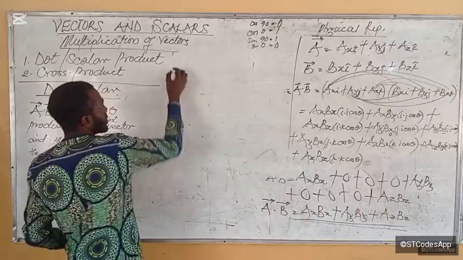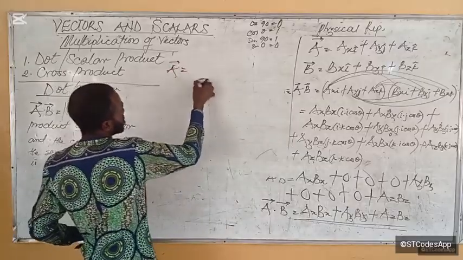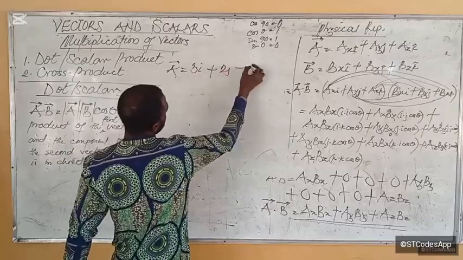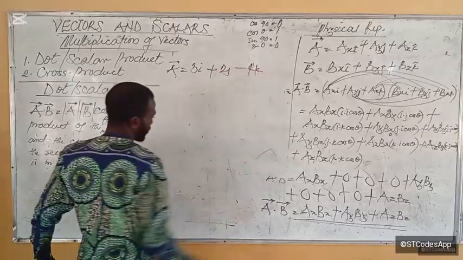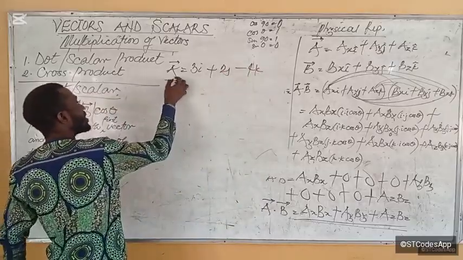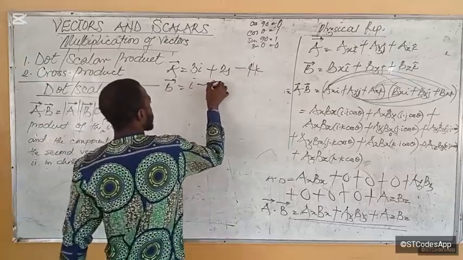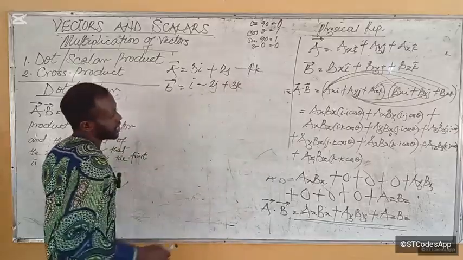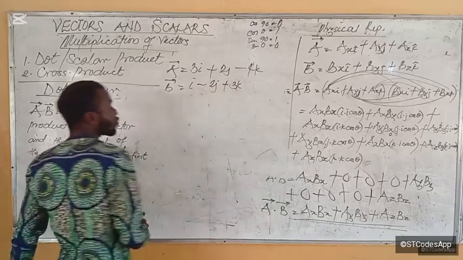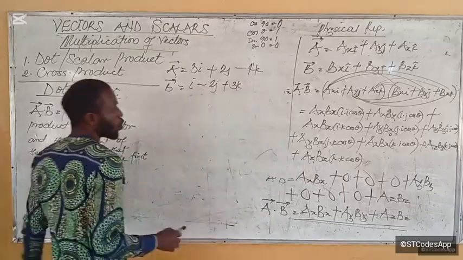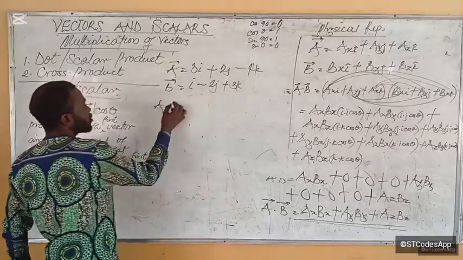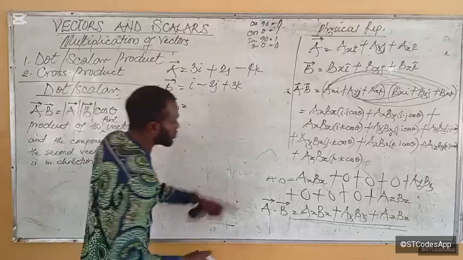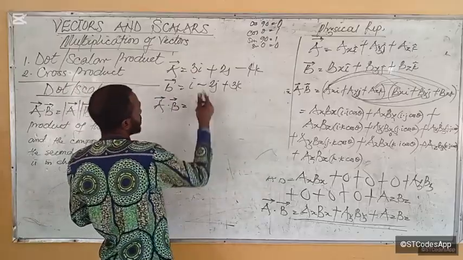So now look at an example here. Vector A is, let's say, 3i plus 2j minus 4k. And vector B is i minus 2j plus 3k. And I say find the physical representation. What will be the physical representation of A dot B, the dot product? If you are not given the angle, just take the physical representation.